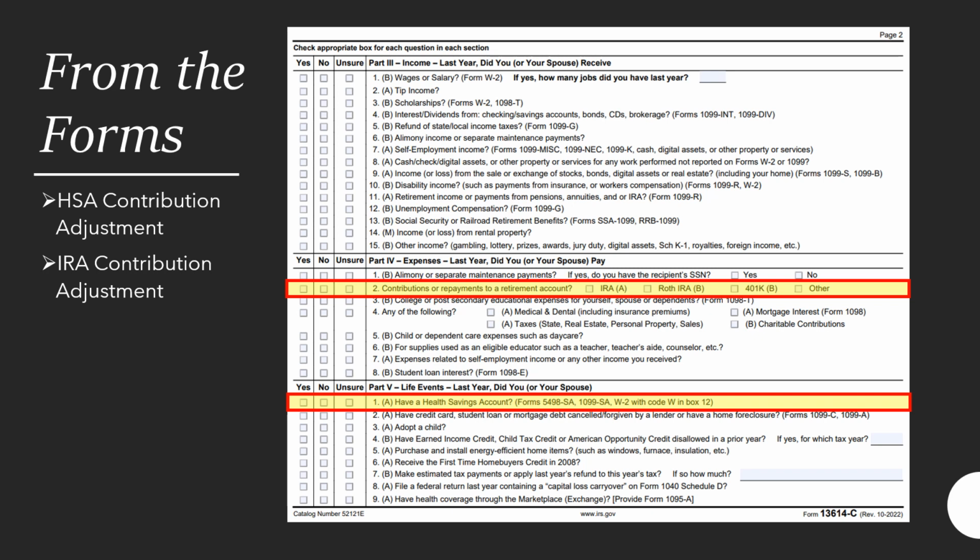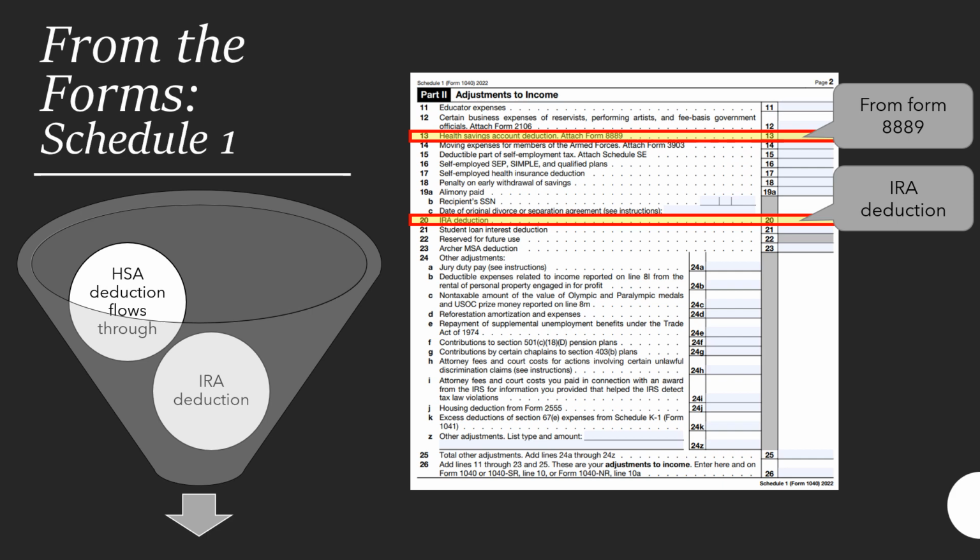If we go back to our form, our Schedule 1, we can see here where those adjustments show up. Line 13 is for the health savings account deduction, and you can see that flows from another form, Form 8889, which we'll look at. And then line 20 is for the IRA deduction.